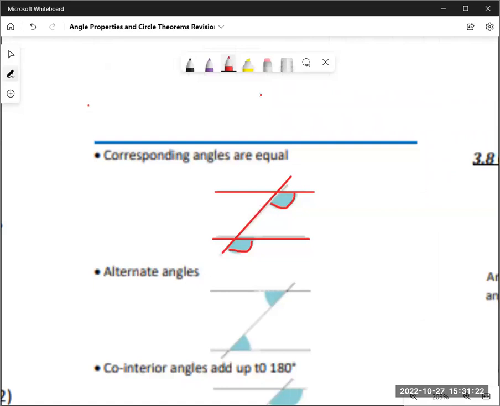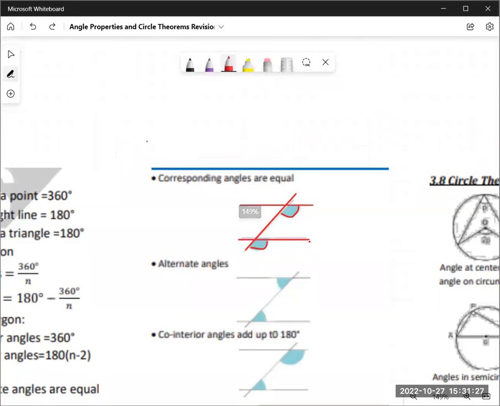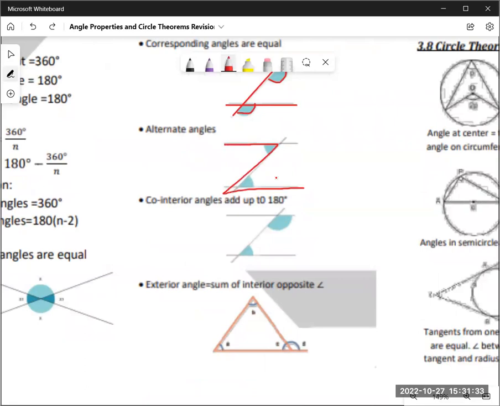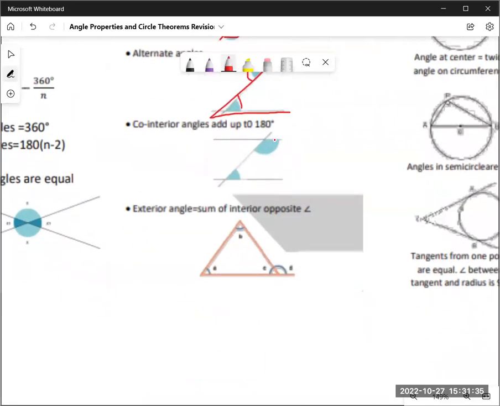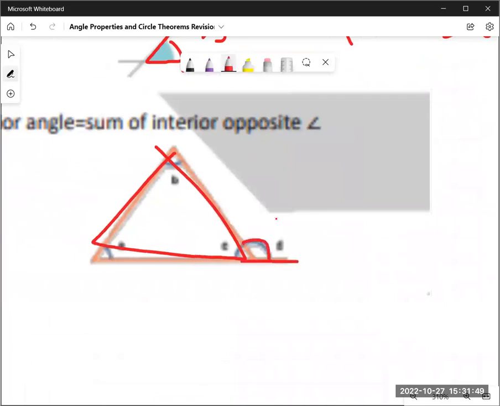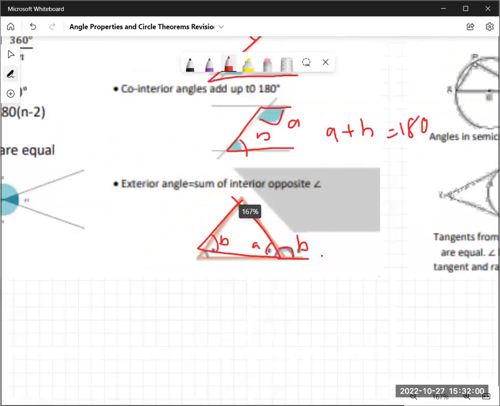Now, corresponding angles are equal. Anything that makes an F kind of shape, they're going to be equal. Now, I think we have done this. If you have a Z kind of shape, these are called alternate angles. If you have a C kind of shape, they're called co-interior angles. They add up to 180. Fine. Next thing is, if you have a triangle and an external angle out here, then the opposite angle to the exterior angle is always going to be equal to it. So B and B are equal on the opposite sides.